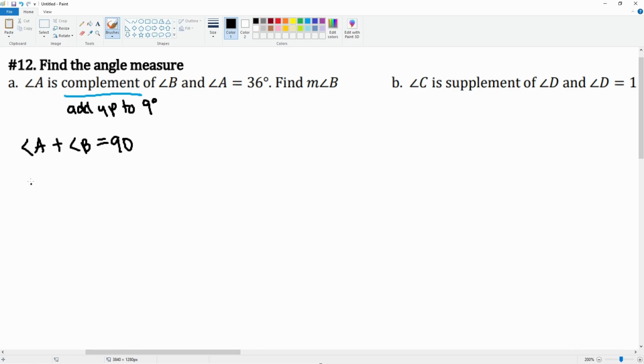Let's make the substitution for angle A, which is going to be 36, plus angle B is equal to 90 degrees. If we subtract 36 to both sides, this left side cancels. Angle B is equal to 54 degrees.